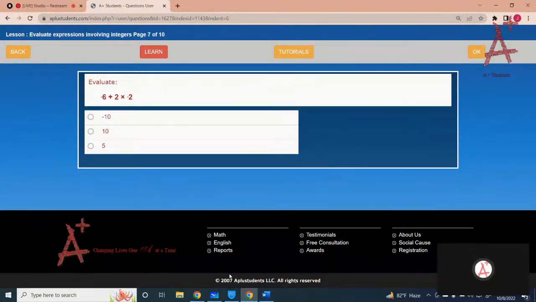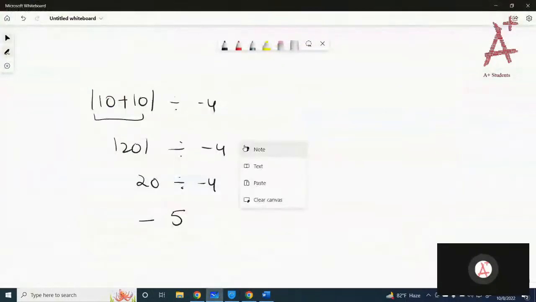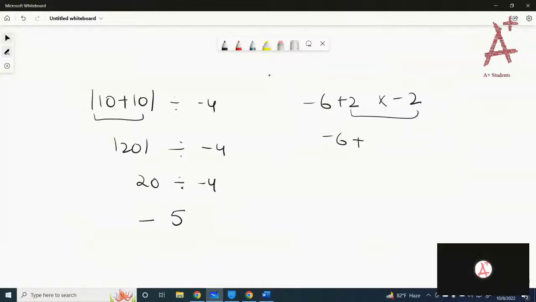Okay, negative 6 plus 2 times negative 2. Multiplication has the higher priority, so do multiplication first. Write negative 6 as it is. 2 times negative 2: you are multiplying two numbers with different signs, so your answer must have a negative sign. 2 times negative 2 is negative 4. Got it? Then you are adding two numbers with the same sign, so the answer must have a negative sign, and 6 plus 4 is 10. So the correct option is negative 10. Select the correct option and click on the OK button.